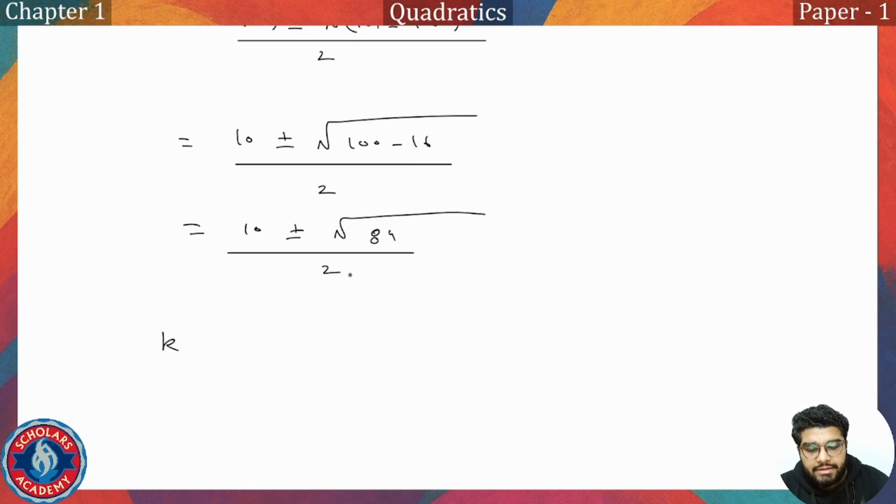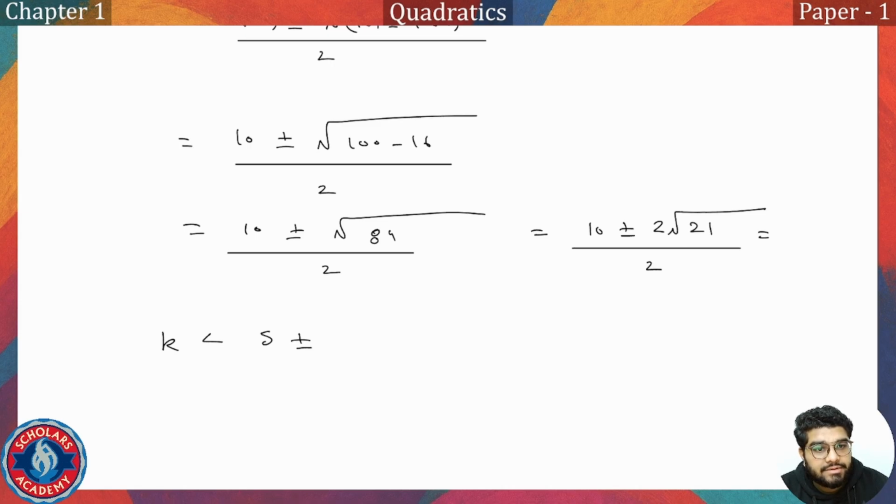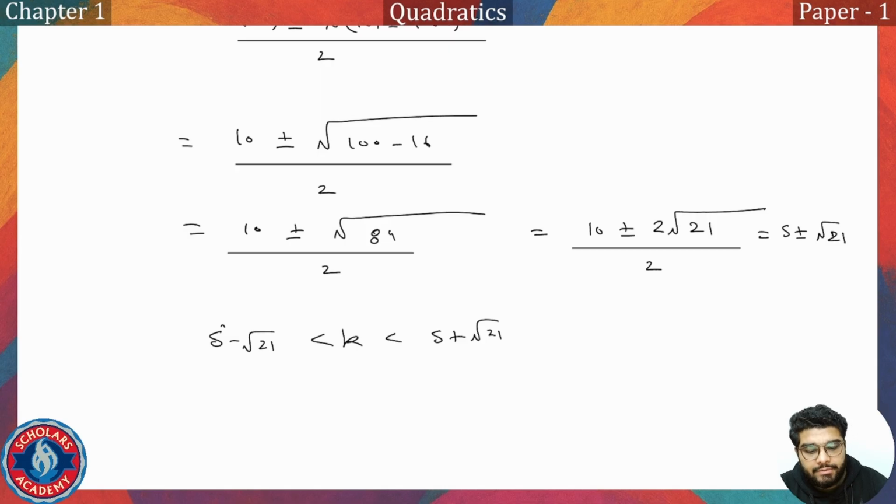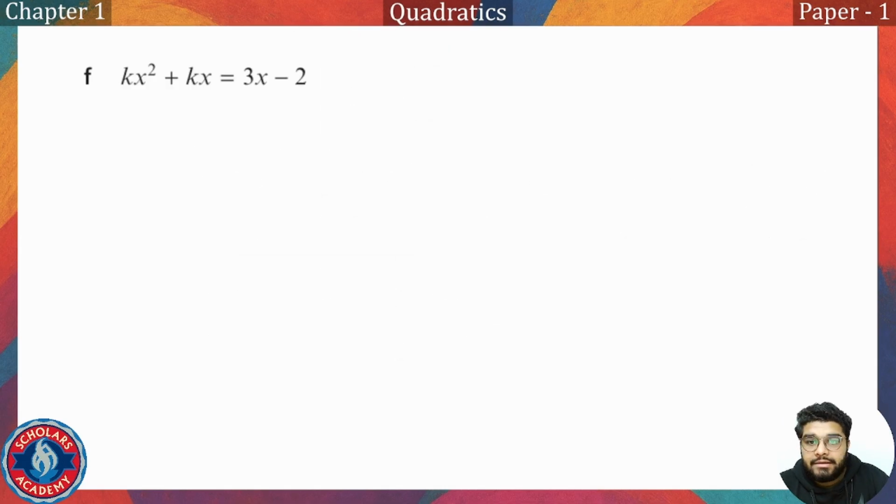I can take 4 common from under the root. What I can write is (10 ± 2√21)/2, that is equal to 5 ± √21, right? So k is actually less than 5 + √21 and greater than 5 − √21. So these are the values of k.